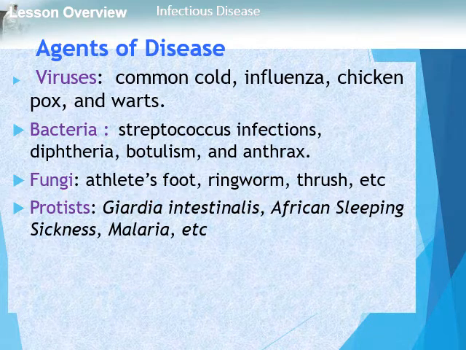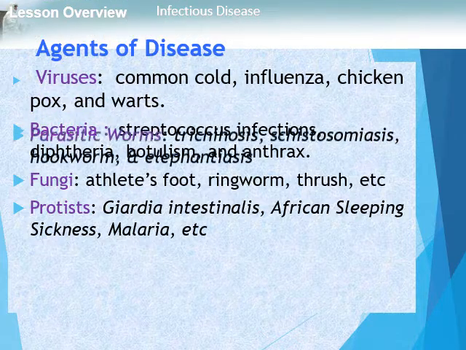Then protists. Protists are single-celled eukaryotes that may infect people through contaminated water and insect bites. They take nutrients from their host, and most inflict damage to cells and tissues. Some of the diseases protists cause include Giardia intestinalis, African sleeping sickness, malaria, and etc.